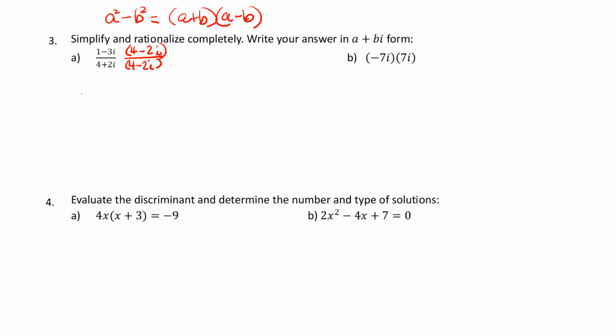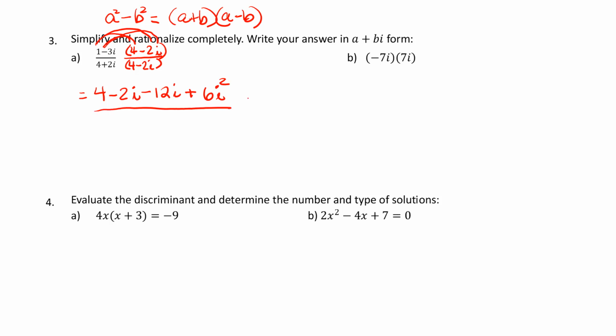For the top, we have to FOIL it out. So 1 times 4 is 4. 1 times -2i is -2i. -3i times 4 is -12i. And -3i times -2i is positive 6i squared.